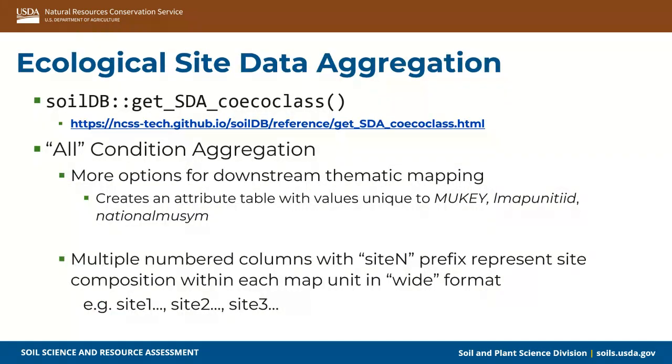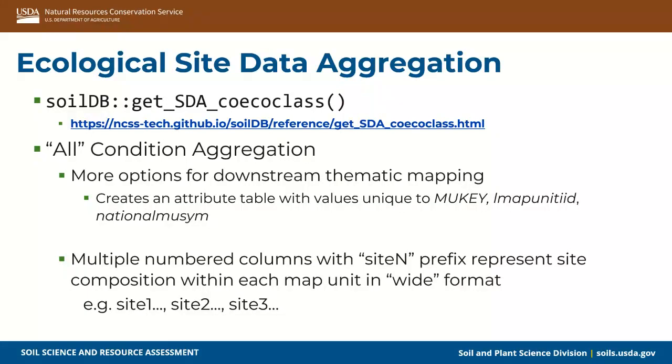So jumping right into some of the ecological site data aggregation methods available in SoilDB. One of the main workhorse functions that I've put together for this purpose targets the component ecological class table. That's the SoilDB get SDA coeco class function. Recently, in response to the needs that I'm discussing here, I've come up with a method for all condition aggregation. So we already have the typical aggregation methods, dominant condition, dominant component. For numeric properties, you might do weighted averages. In this case, it's doing that many-to-one flattening, but it's retaining more options for downstream thematic mapping.